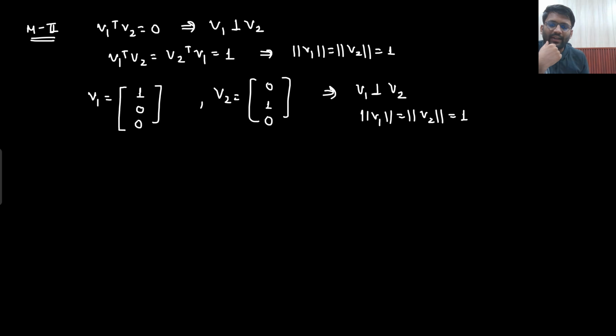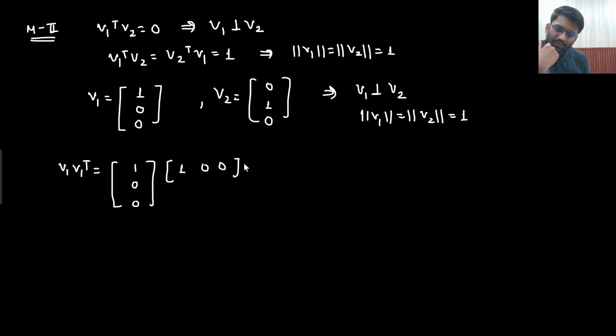So at the end of the day, I will have to calculate V1 into V1 transpose, no? So let's calculate V1 into V1 transpose. What will I be getting? V1 is 1, 0, 0 and V1 transpose is 1, 0, 0. What will I get? 1 into 1, then 0, then 0. Then 0 here, then 0 here, and then 0 here. Then 0 here, then 0 here, and then 0 here. This is what we are getting.